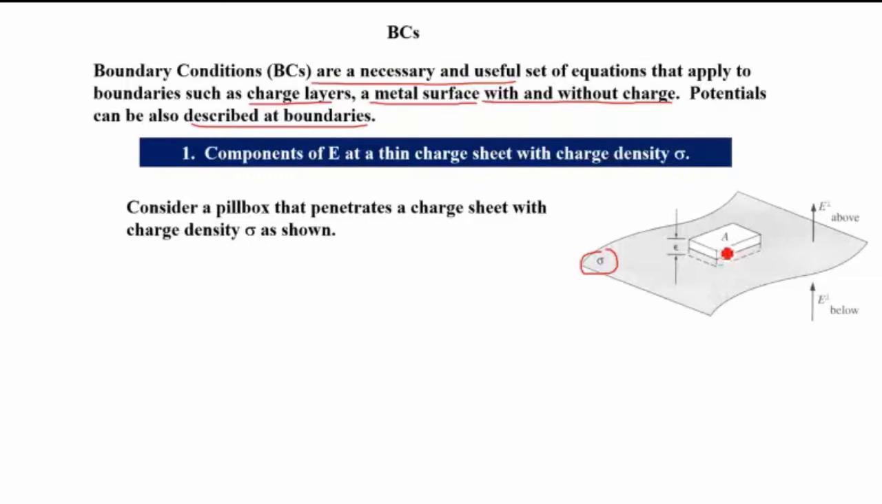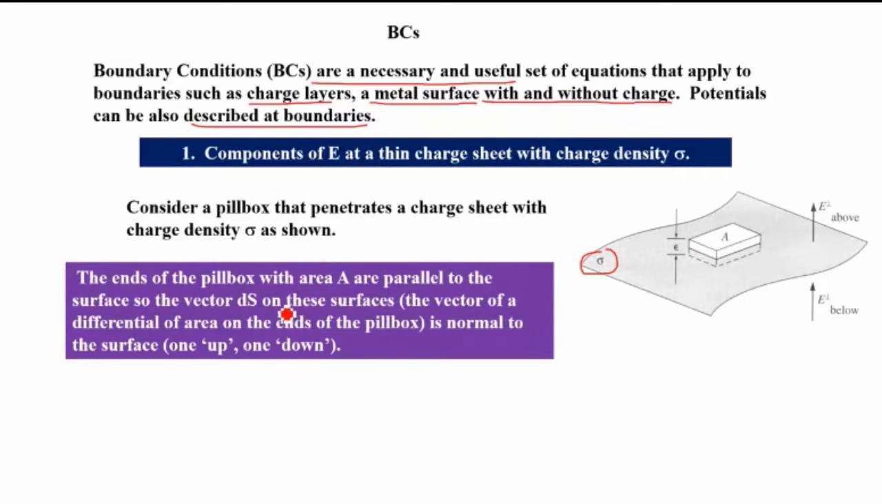Now the deal is that we want to use Gauss's law in a simple way, and so we're going to do a couple things. One is that the box penetrates the surface, so there's an area down below and an area above. The thickness or height of this box is epsilon. The ends of the pillbox have area A. They're parallel to the surface, which means that these are small enough features here that we don't have to worry about this curvature. So in this region it's flat just on the scale of capital A.